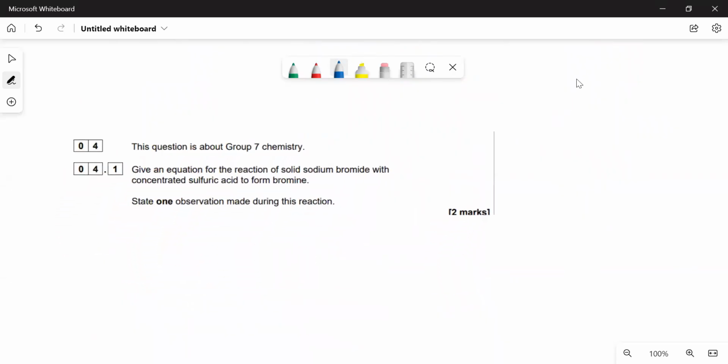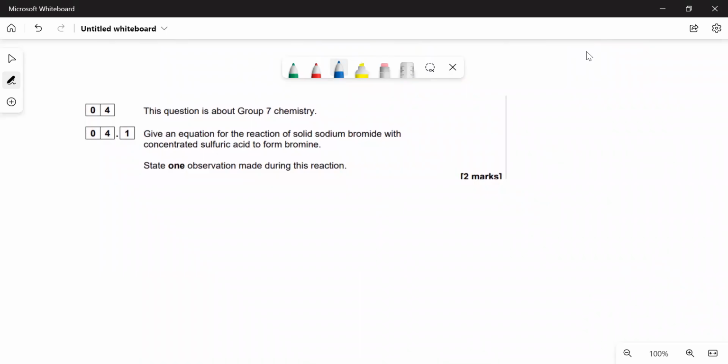Okay, on to group 7 chemistry now. Give an equation for the reaction of solid sodium bromide with concentrated sulfuric acid to form bromine. Now you have to remember, this is a redox reaction. The bromide ion isn't a terribly good reducing agent, and it can only reduce the sulfuric acid to SO2. You may remember the iodide ion can reduce it right down to H2S or to sulfur, the element. Before writing this equation, the way I would do it is just construct two half equations and add them together, and that way you're thinking logically and you're not just remembering things.